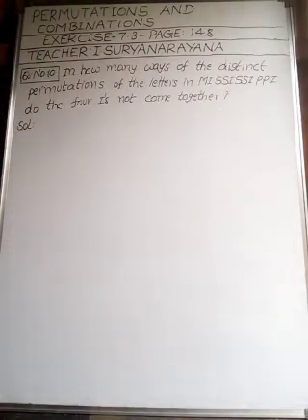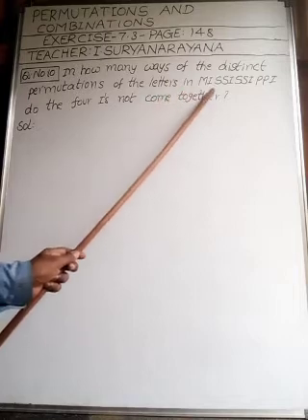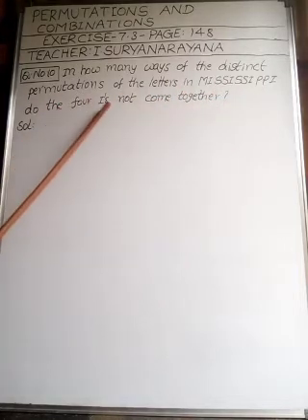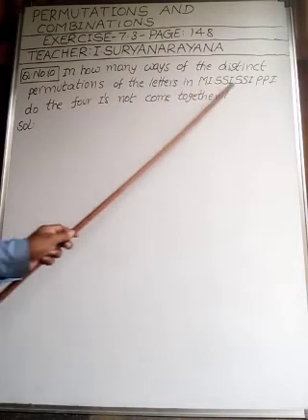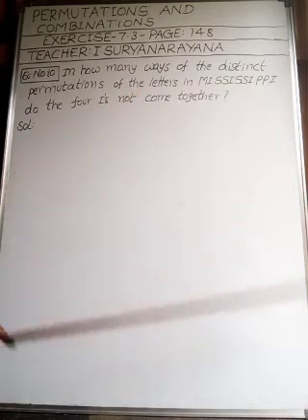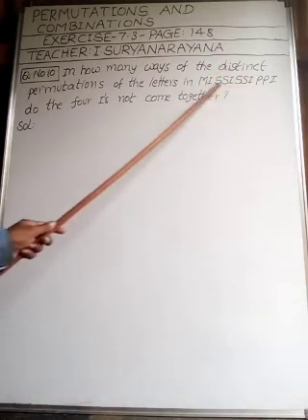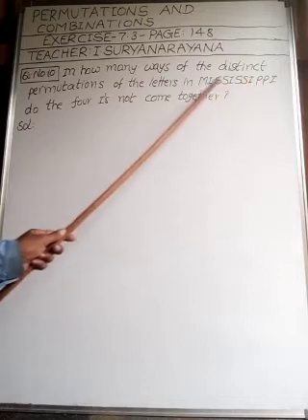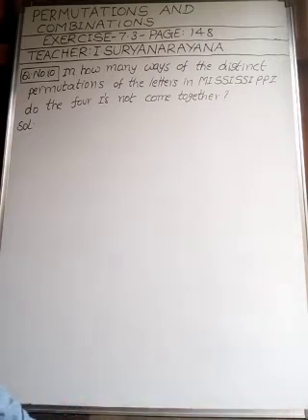Right. Now come to this question number 10. In how many ways of the distinct permutations of the letters in Mississippi do the 4 I's not come together? Okay, my children, understood this question? This is the given word, Mississippi. Then we have to find the number of words in which the 4 I's do not come together. Okay, my children. And if you observe here, in this word, identical letters are there, identical objects. Some letters are alike, some letters are of the same kind. Yes or no, my dear children?